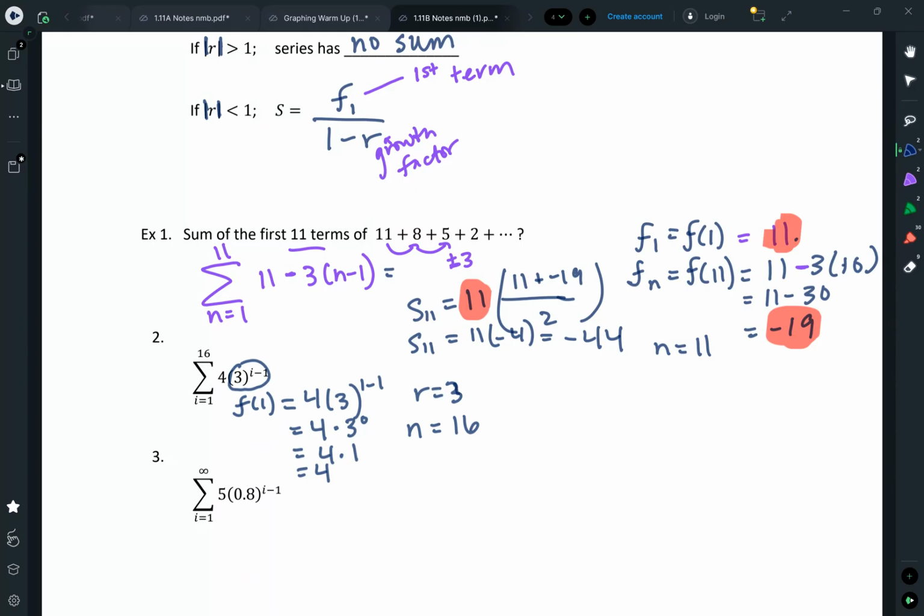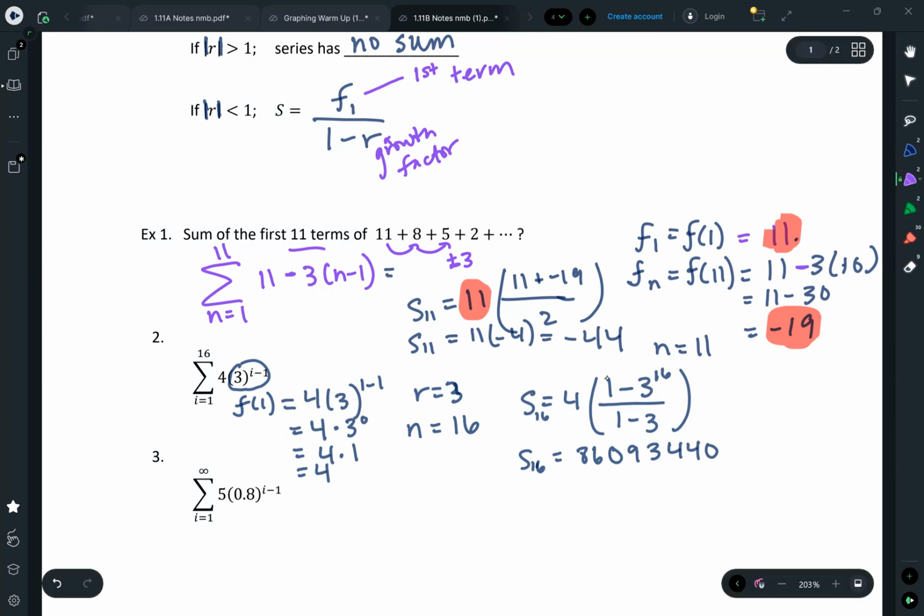So now I want to find my sum of the first 16 terms. We can just write sum equals, or you could write 16. But that's going to be 4 times 1 minus 3 to the nth power, which is the 16th power, over 1 minus 3. And you should get, and this is a little tricky, this is definitely like a can use your calculator, you should get 86093,440. And be really careful. What I was showing students is you really need parentheses around this one divided by parentheses around this one. And that's going to help you.